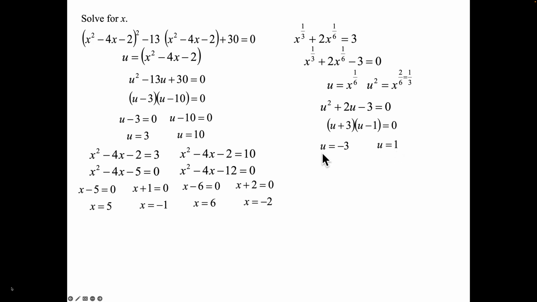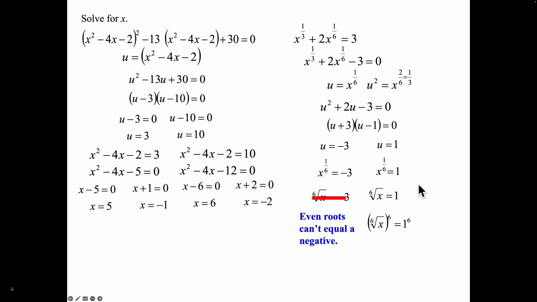Okay, that's good. Then we got to bring in the x to the 1/6 back in for u, which is like saying, okay, the denominator is the root, so the 6 root, wait a minute, even root, negative value, no solution. That's done. Here's positive, we're okay. Well, 1 to the 6th power is still 1, so that's our only answer for that particular problem. All right, so that'll wrap up 9.4.